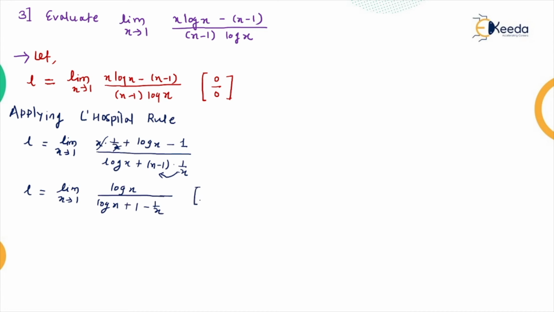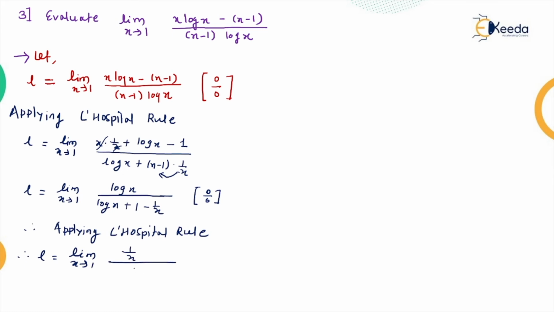As x tends to 1, 1 minus 1 is again 0 and log 1 is again 0. So this is again 0 by 0 form, and if it is 0 by 0, we have to apply L'Hospital rule again. So applying L'Hospital rule again, L is equal to the limit as x tends to 1 of the derivative of log x, 1 by x, divided by the derivative of the denominator: log x gives again 1 by x, plus the derivative of 1 is 0, and the derivative of minus 1 by x is plus 1 by x square.